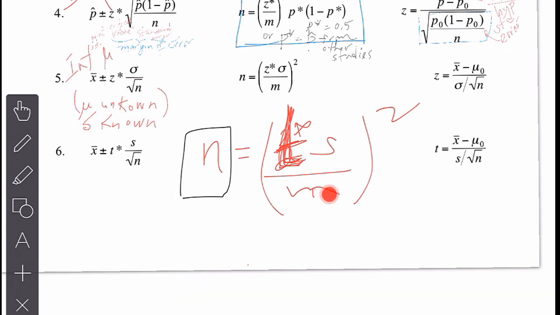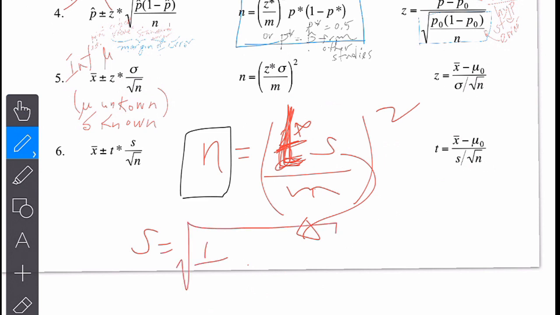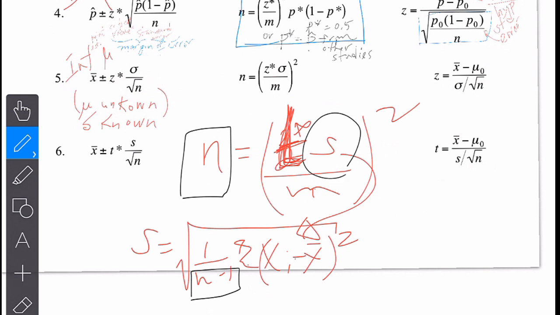You have m here and t star here, like the z star and the m here, but the problem is that you've substituted s instead of sigma, but s has an n in it, right? S is the square root of 1 over n minus 1 summation, right? xi minus x bar squared. It's very messy, but there's an n. That's the point. So on this side, there's an n. So you haven't solved for n, which was the whole point.